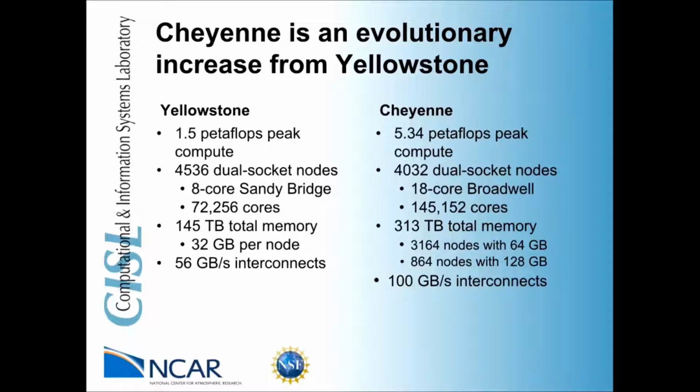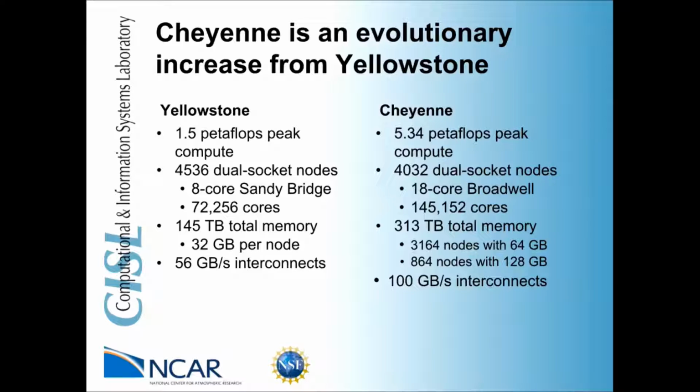There is 145 terabytes of total memory on Yellowstone, 32 gigabytes per node. Now on Cheyenne, we have the majority of the nodes, 3,164, with 64 gigabytes of memory, so double. And then we have 864 nodes, which are considered high memory nodes with 128 gigabytes.